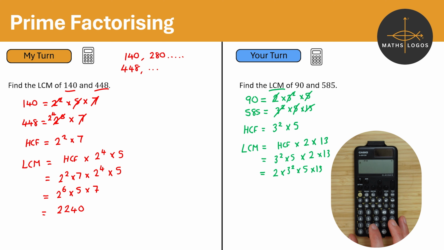But I have my calculator, so I can go ahead and type in 2 multiplied by 3 squared, multiplied by 5, multiplied by 13. And that gives me an answer of 1,170. So that would be the lowest common multiple.